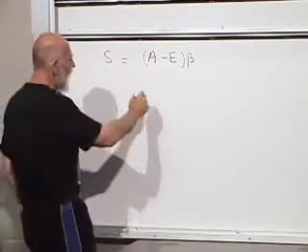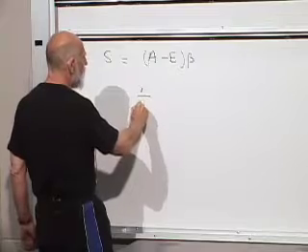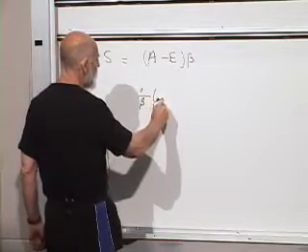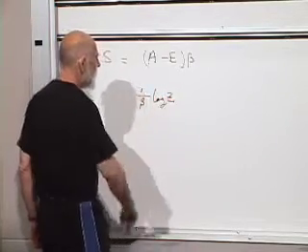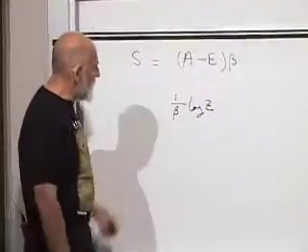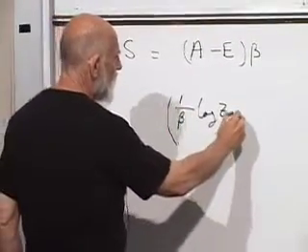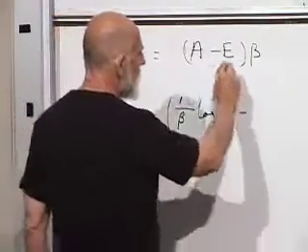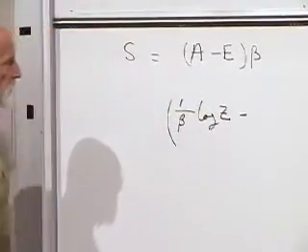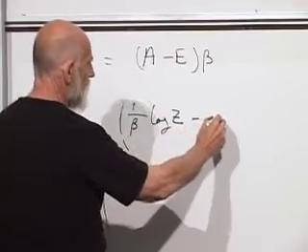First of all, A is 1 over beta log z. That's easy if I know the partition function. In other words, beta times A just gives me log z. Minus, now what's E in terms of log z? The derivative of log z.